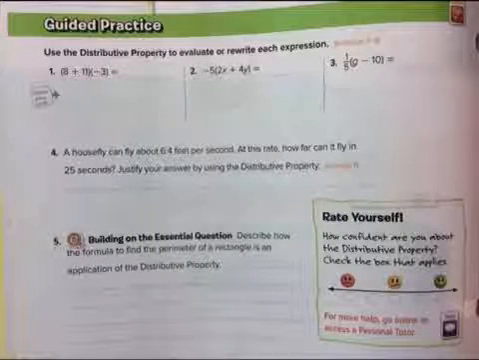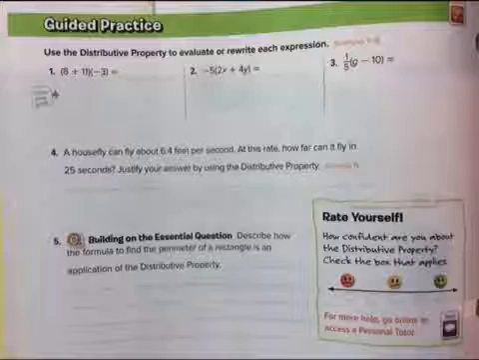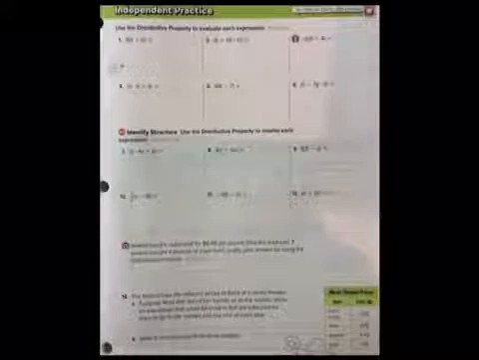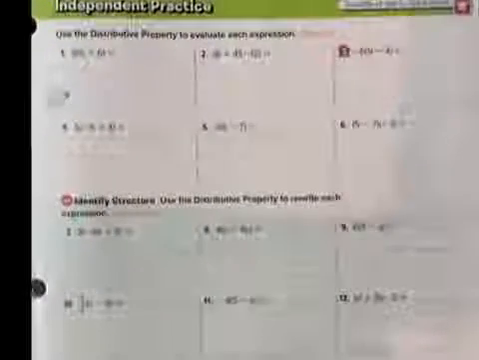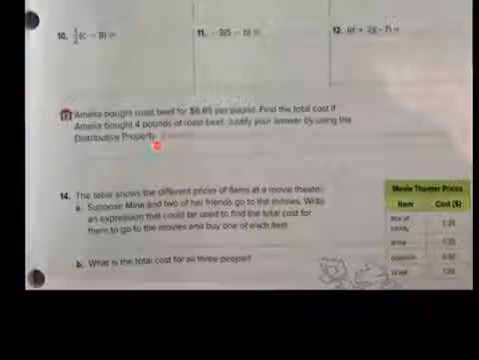Okay, here's the guide to practice. Please leave it for class so we can do it together as a warm-up. Complete the independent practice on your own. Okay, you should know how to do most of this by now. If you don't know, please look at the examples.